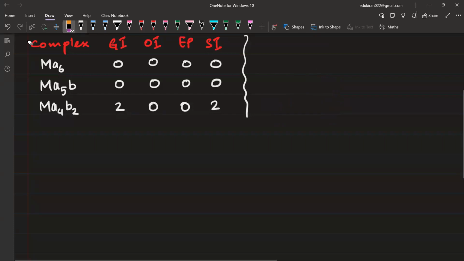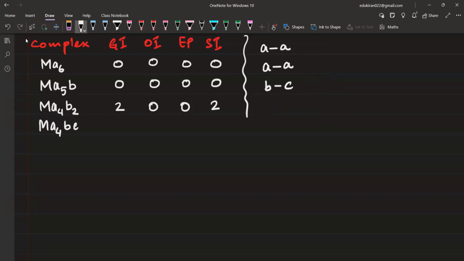Theek hai. Now, next case is MA4BC. Ek bar A ke opposite A, A ke opposite A, or B ke opposite C. The next case will be A ke opposite B, A ke opposite C, and A ke opposite A. Now we cannot have any other case other than this. You can see that we have taken A opposite to B opposite to C. That can be one case, and there can be one case in which B is not opposite to C.